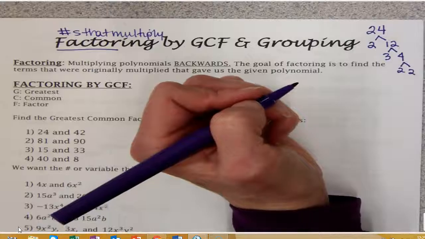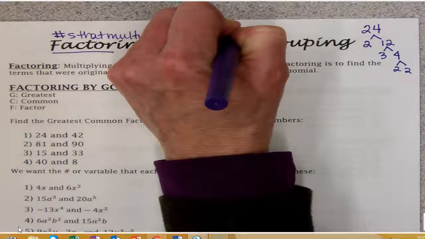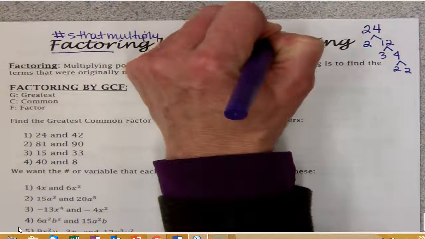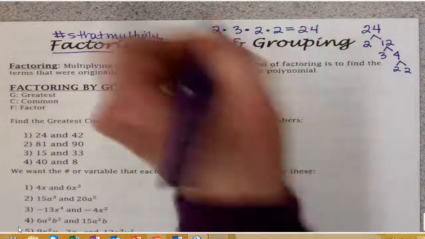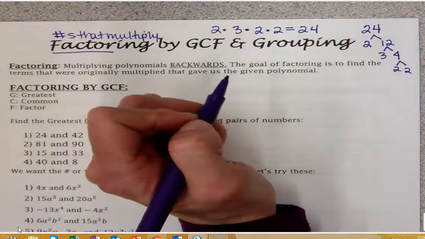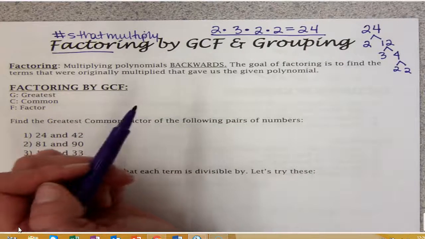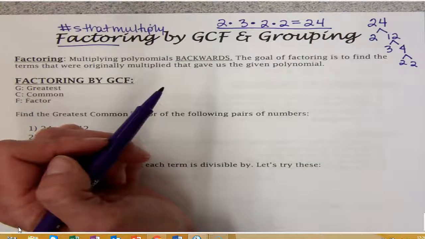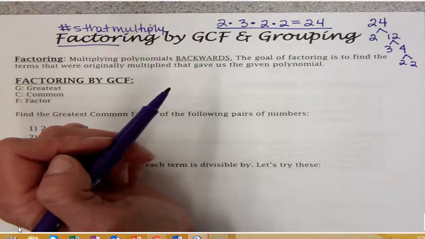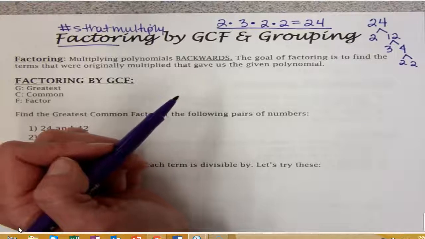So if I were to completely factor the number 24, it would be 2 times 3 times 2 times 2. These numbers all multiplied together would give me 24, and since each one is prime, I can't break down any of them any further. That's what we're doing with factoring. We're trying to figure out what the math terms are that can be broken down to the very smallest prime numbers that multiply out to give you the number given.